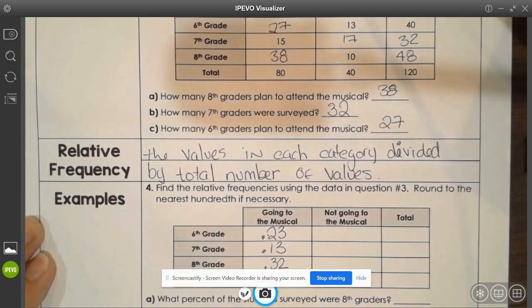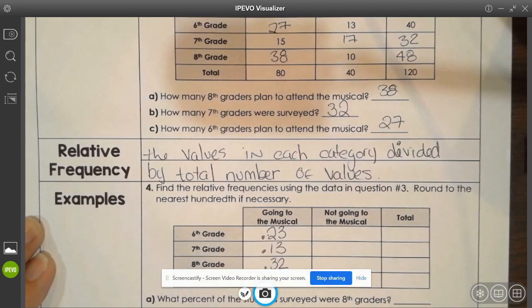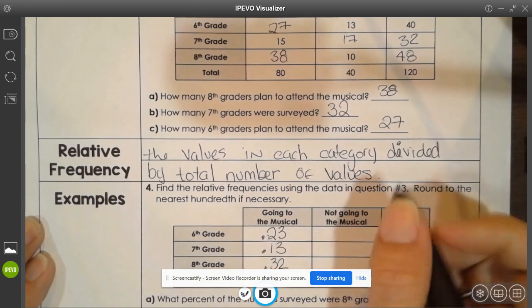All right, next one. I have 13. Let's look at this number, 80. 80 divided by 120. That's my total, right? That is 0.67. Then not going to the musical, let's start. So that's 13 divided by 120. That is 0.11.